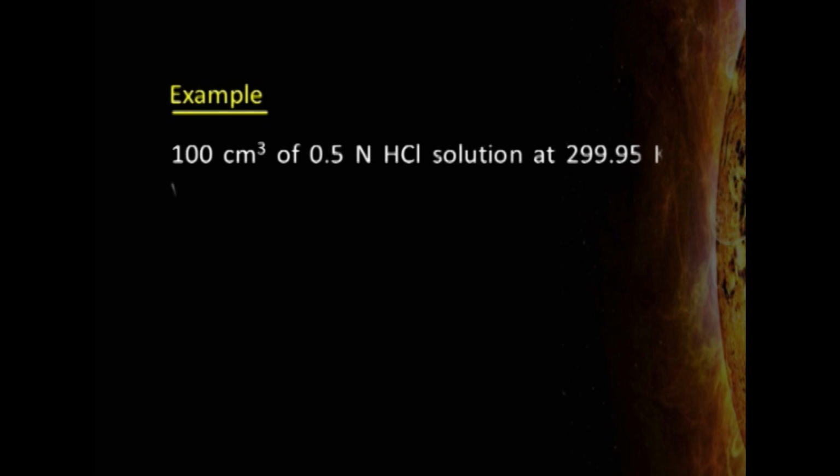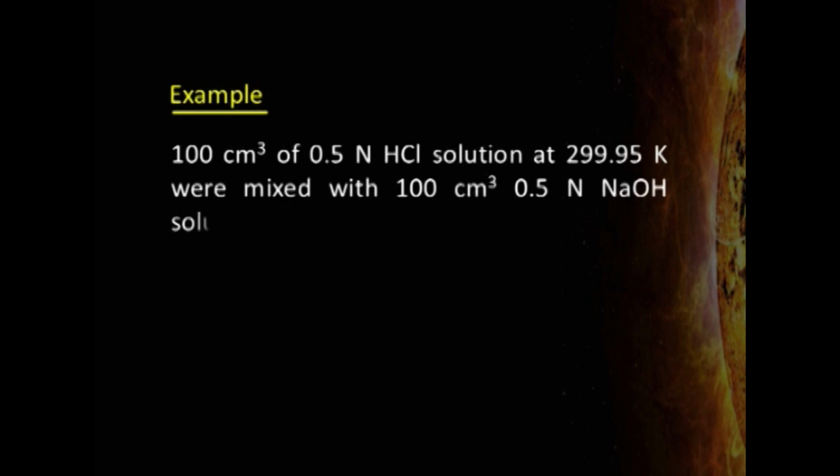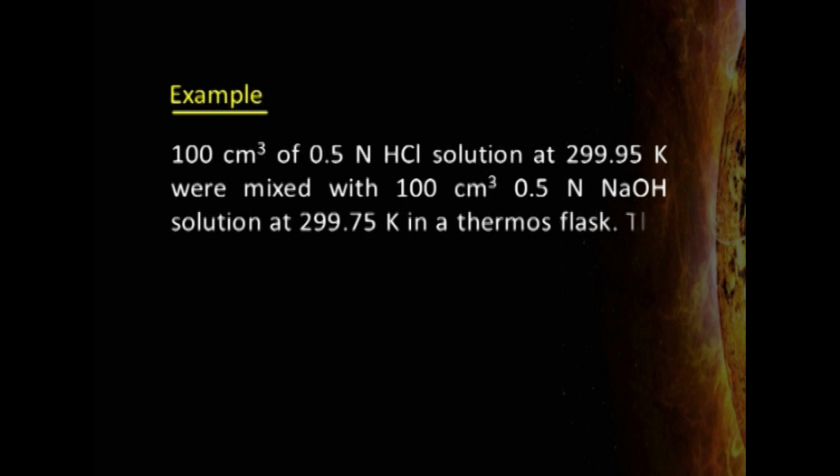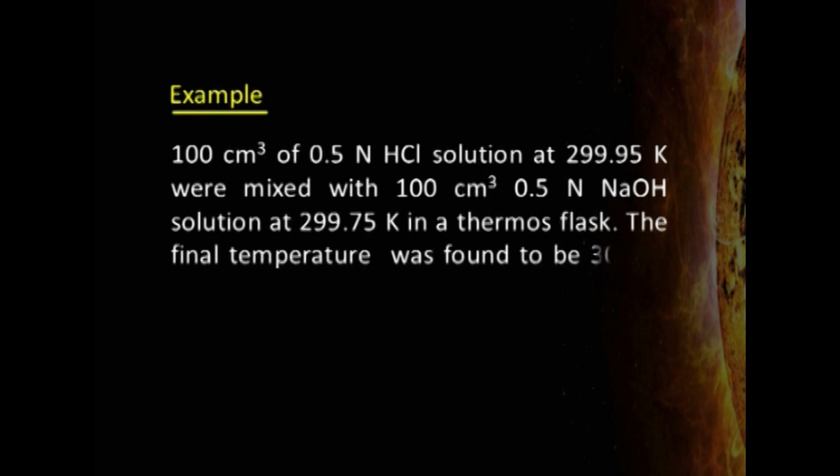Sometimes the temperatures of acid and base initially are not similar and the water equivalent is also given in the problem. You can also calculate the heat of neutralization in that case. Here is an example to show that. 100 centimeter cube of 0.5 normal HCl solution at 299.95 Kelvin was mixed with 100 centimeter cube of 0.5 normal NaOH solution at 299.75 Kelvin in a thermos flask.